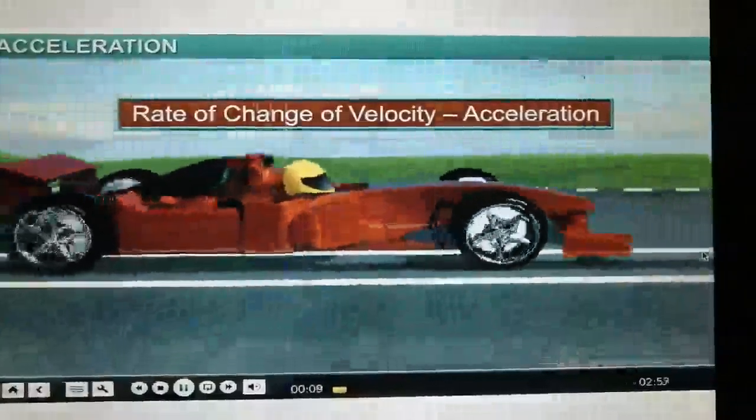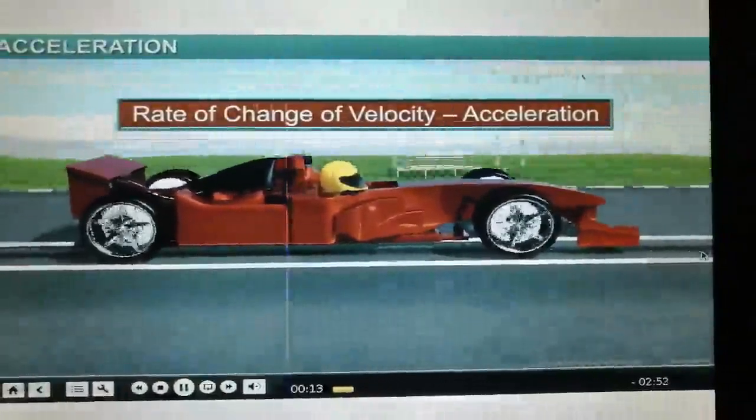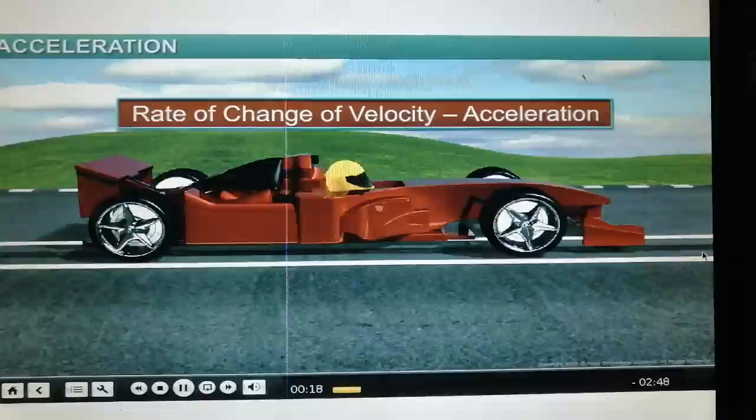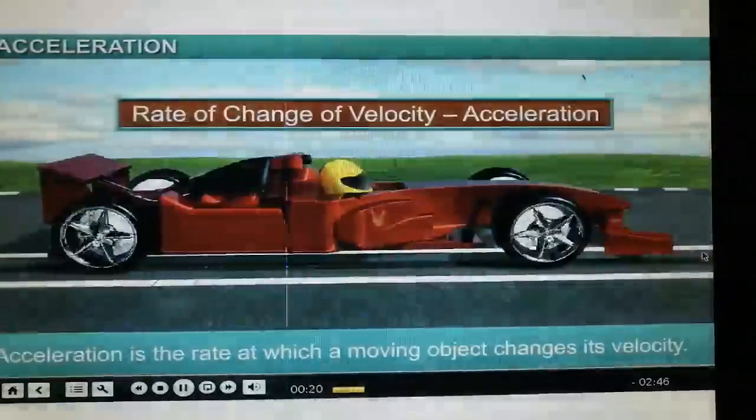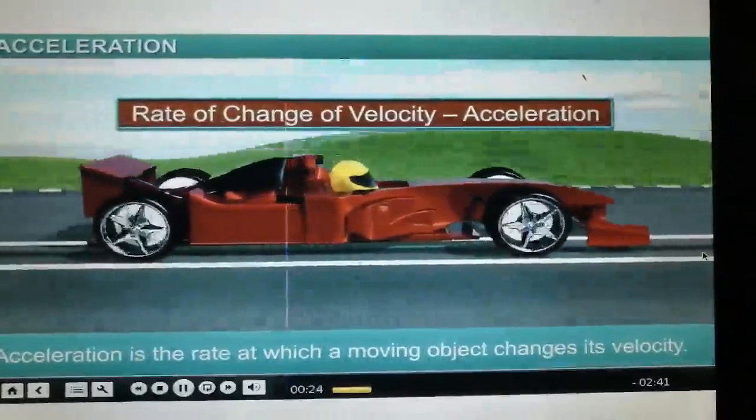For an object in non-uniform motion, its velocity changes with time. Rate of change of velocity is expressed in terms of acceleration. Thus, if a body moves in such a way that its velocity changes, then it is said to be accelerating.